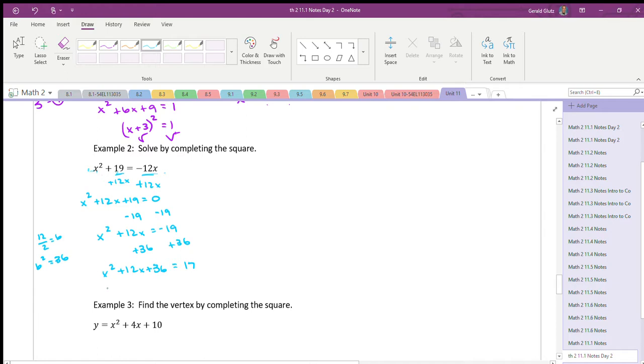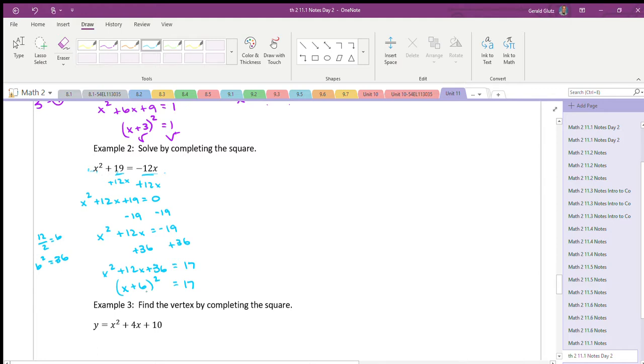So the left side should be a perfect square. If you take half of b, you get 6. Square root of c is also 6. So that means I'll have x plus 6 squared equals 17. Remember, this sign is always the same as this one.